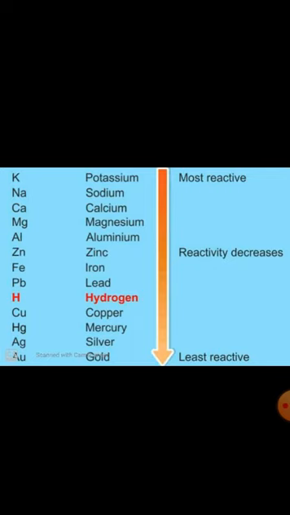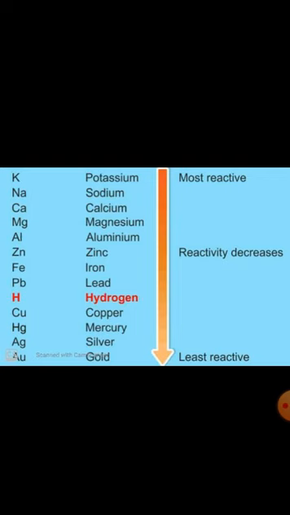Potassium, the most reactive metal, is placed at the top of the reactivity series, and gold, the least reactive metal, is placed at the bottom. The order of reactivity is potassium, sodium, calcium, magnesium, aluminum, zinc, iron, lead, hydrogen, copper, mercury, silver, and gold.